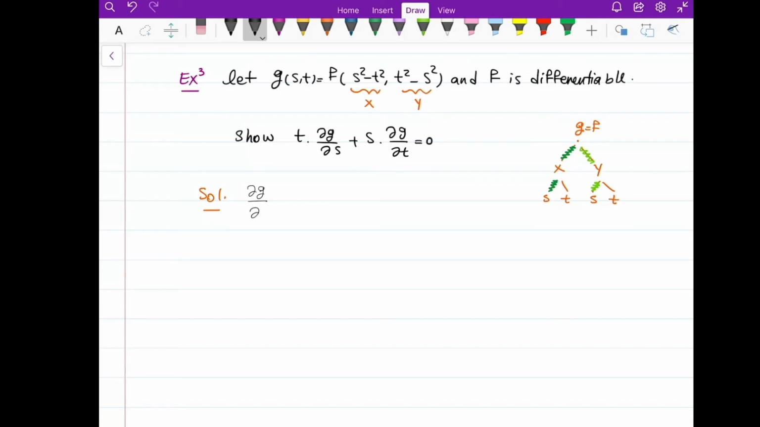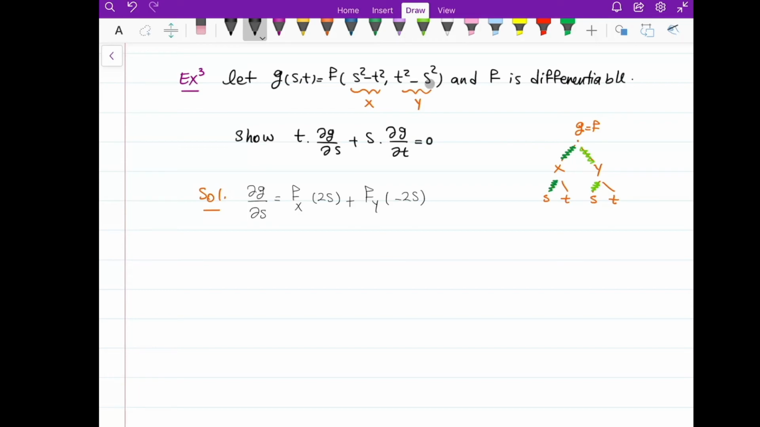So I get what? The derivative of g with respect to s. I'm not gonna write the formula, I'm just gonna start calculating it. The partial derivative of g with respect to x would be fx, right? And then the derivative of x with respect to s, which would be just 2s, plus the derivative of f or g with respect to y, which would be fy, and then the derivative of y with respect to s. With respect to s, it is negative 2s.